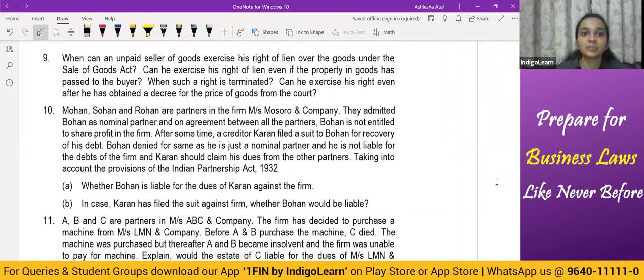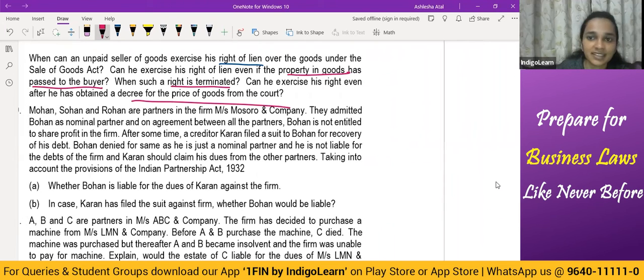When can an unpaid seller of goods exercise his right of lien over the goods under the Sale of Goods Act? Can he exercise the right of lien if property in goods has passed to the buyer? When such a right is terminated, can he exercise the right even after he has obtained a decree for the price of goods from the court? So here, this is all about right of lien. This is a simple, straightforward theory question. So we'll not discuss a lot on this.